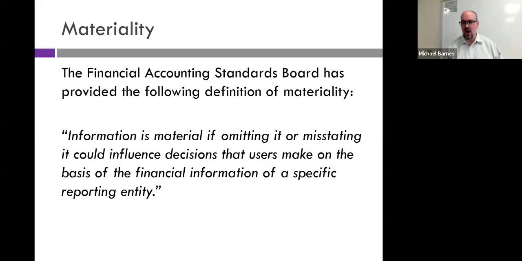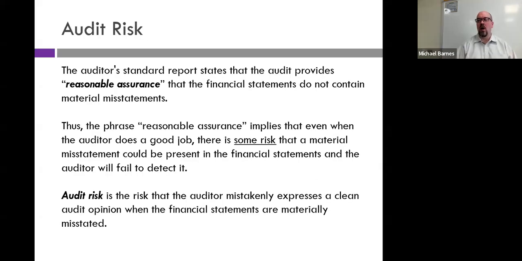All right. Let's get into audit risk. One thing that we're going to talk about at length in this course is this concept of reasonable assurance. In fact, the auditor's standard report that we're going to look at in chapter 18 states the audit provides reasonable assurance that the financial statements do not contain material misstatements. So before we move on, why are we using the term reasonable assurance? Wouldn't it be better for auditors to provide absolute assurance? Why don't auditors provide absolute assurance?